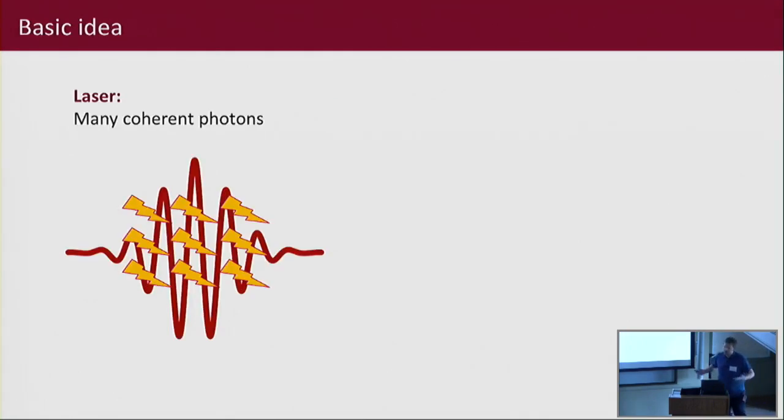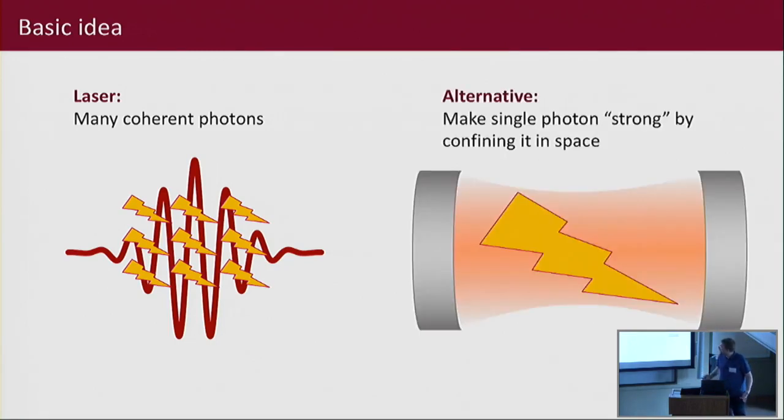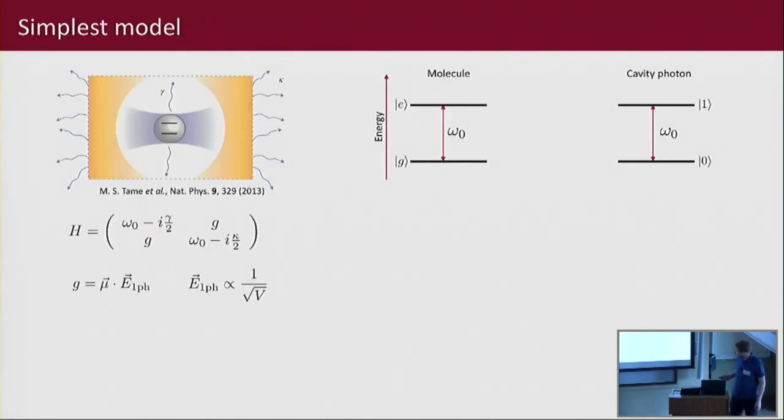So the basic idea is we all know if we want to get strong light-matter coupling or influence matter with light, what we usually use in the experiment is a laser where we have many coherent photons. But as an alternative, you can think of making a single photon strong by confining it in space in a cavity, as is done in cavity QED in atoms for many years already. And if I do this with molecules, it's basically the same thing. I just have to take into account losses, and here they become very important because my system is extremely lossy in some sense.